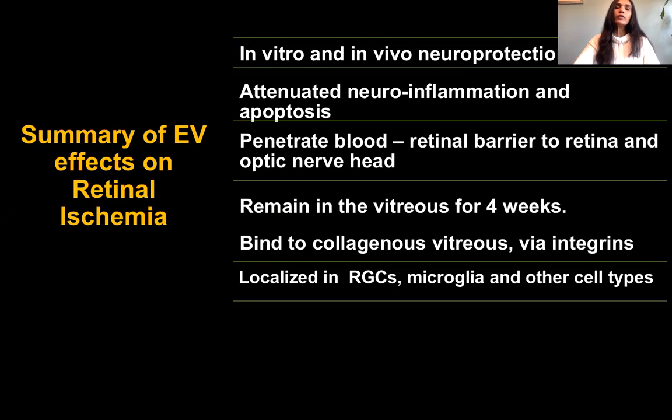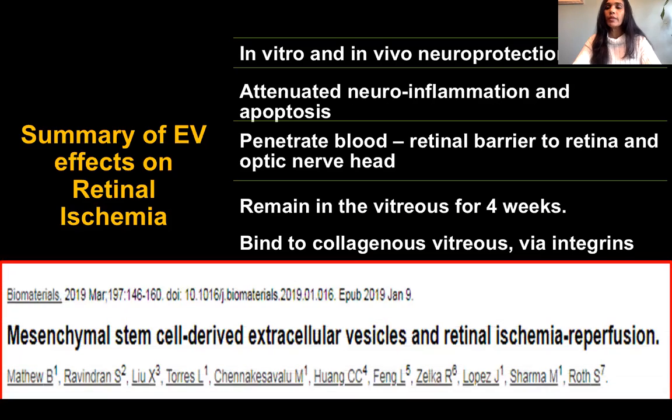So the summary of this whole study is we concluded that in vitro and in vivo, EVs render neuroprotection by attenuating neuroinflammation and apoptosis. They penetrate through the blood-retinal barrier and reach the retina and the optic nerve head. They remain in the vitreous for more than 4 weeks, and they bind to the collagenous vitreous via integrins, and they are localized in RGCs, microglia, and other cell types. This work was published in Biomaterials. This is the paper which explains all these results.